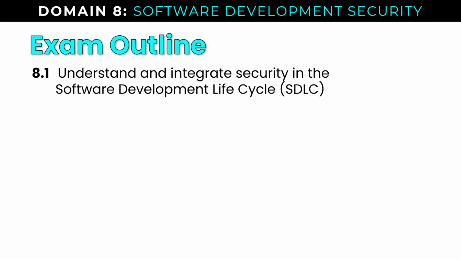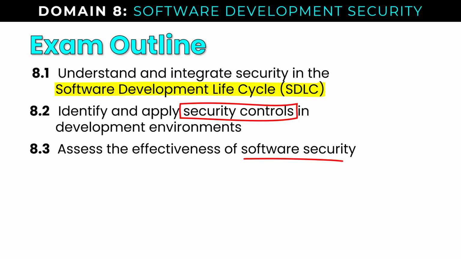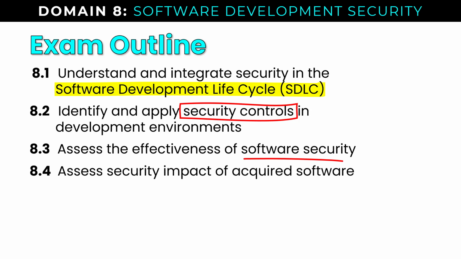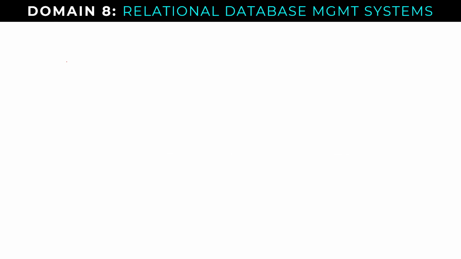This comes from the ISC Squared website, and we'll see that in Domain 8 we are focused on software development security. So understanding the software development lifecycle, understanding security controls and how to identify and apply them, assessing the effectiveness of software security, the impact of security on acquired software, and then defining and applying secure coding guidelines and standards. There's some pretty interesting memorization that has to happen in here around some of these processes and frameworks.